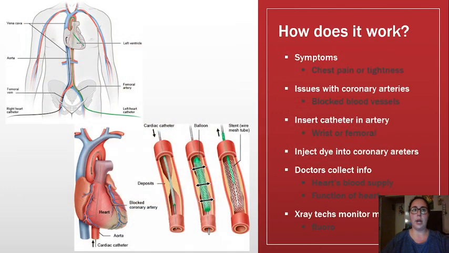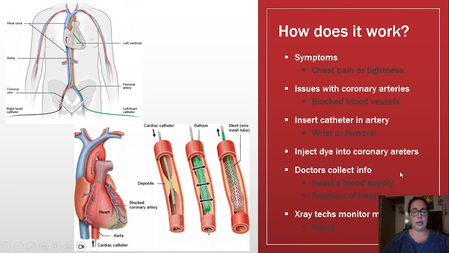How does it work? When patients are having symptoms such as chest pain or tightness, they may have cardiac problems such as narrowing of the coronary arteries or blocked blood vessels. Cardiac catheterization is the insertion of a catheter, which is a thin tube, into the artery. They will either use the wrist, which is the radial or ulnar artery, or they'll use the femoral artery. And then from there, they'll inject dye into the coronary arteries.